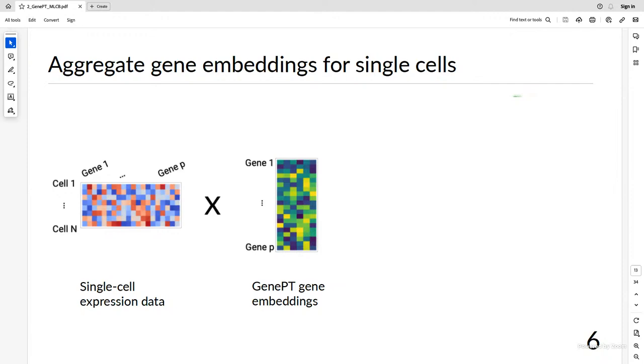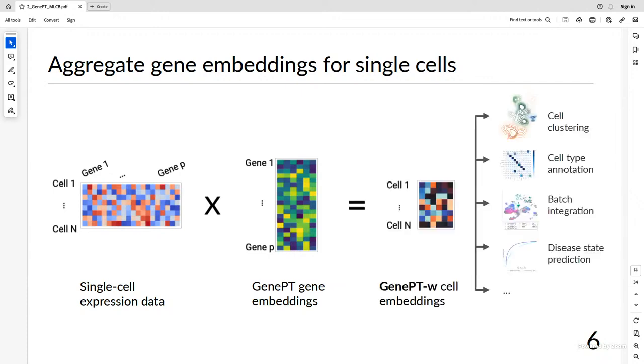This will, by some algebra, amount to a simple matrix multiplication. So in here, if you have this expression data and you have the corresponding gene embeddings I just showed you from the last slide, you essentially just get a cell embedding for free by multiplying these two matrices. We are naming this approach GenePT-W embeddings, where W emphasizes the fact that we obtain these cell embeddings by taking a weighted average of the gene embeddings we obtained. And of course, now you have a representation for each cell. You can do all sorts of other canonical computational biology tasks that you might be interested in. You can try to annotate the cell type, do batch integration, do cell clustering, do disease state prediction, and so forth. Of course, this is only one way to get a weighted average out of the gene embeddings we have.